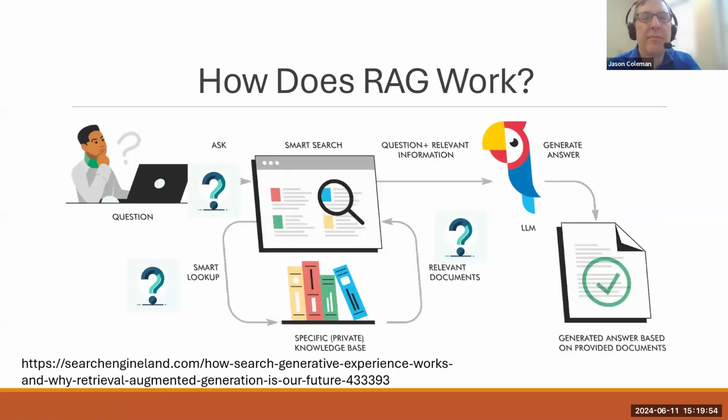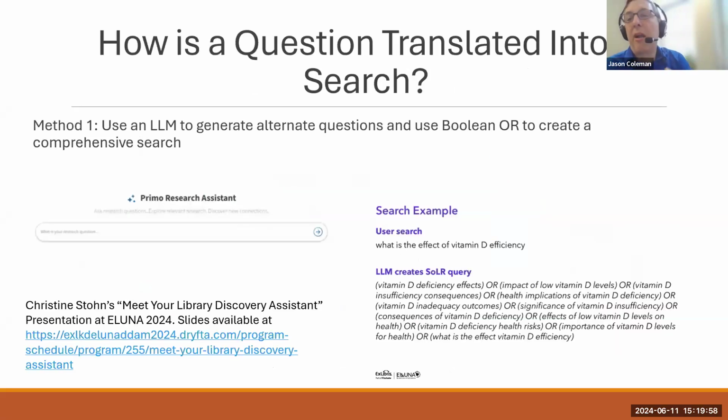So I have a lot of questions about various aspects of this process, and I've been trying to figure out what's going on. What I'm going to do now is delve into that in more detail, as my description of the session promised that I would. Okay, so question number one, how is a question translated into a search? And there are a couple of ways that it's being done.